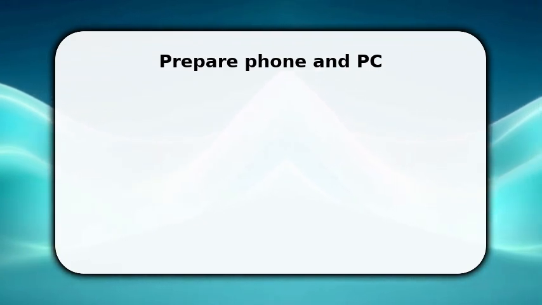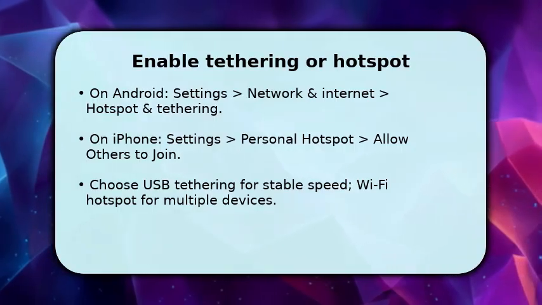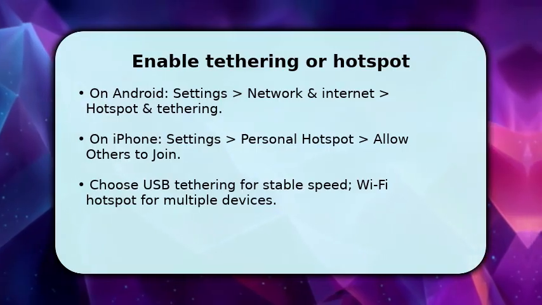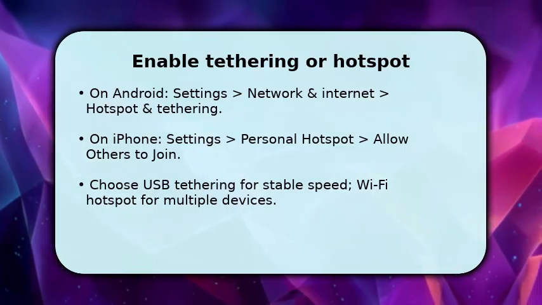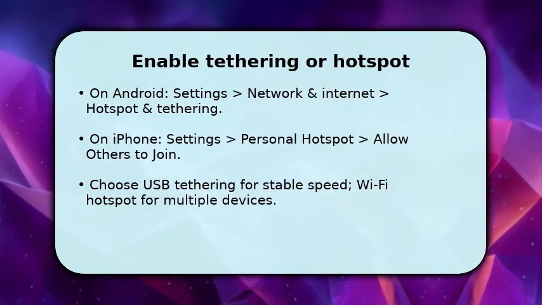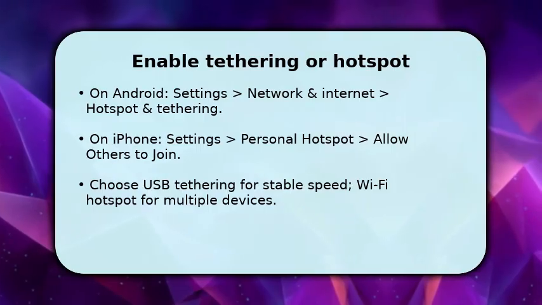You now enable tethering. On Android, go to Hotspot and Tethering and toggle USB tethering. On iPhone, enable Personal Hotspot and connect via USB or Wi-Fi. If using USB, wait for Windows to identify the new Ethernet over USB adapter. For Wi-Fi, select the phone SSID and enter the hotspot password.